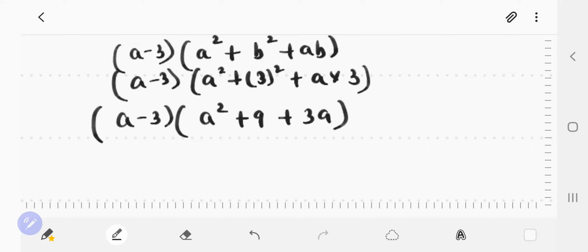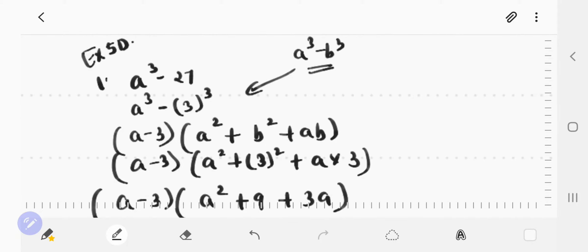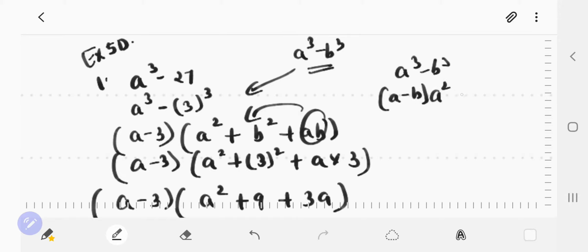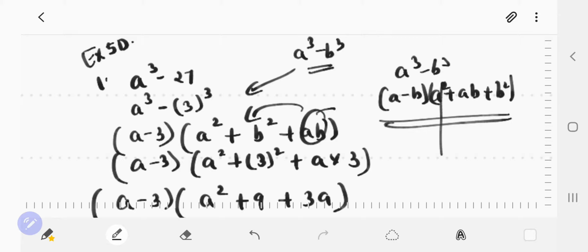In your schools they will give you the identity like this. So don't get into that, saying that the ma'am wrote ab here. No problem, you can write it in the center. So you can use a cube minus b cube as (a minus b)(a square plus ab plus b square). Even that can work. The only thing is I have kept ab in the corner, you keep it in the center. Clear?